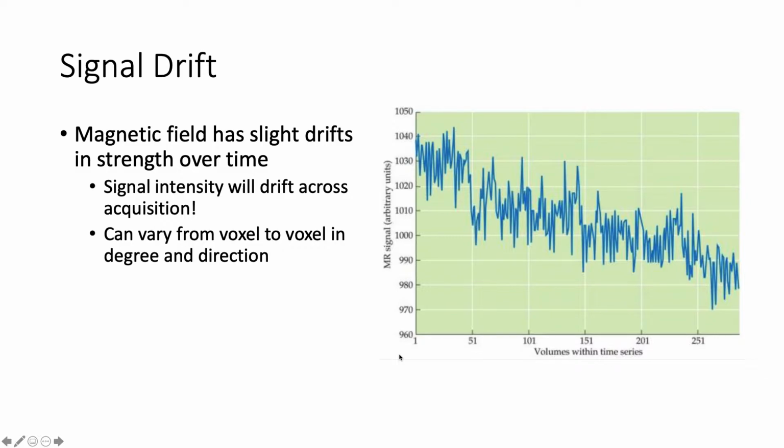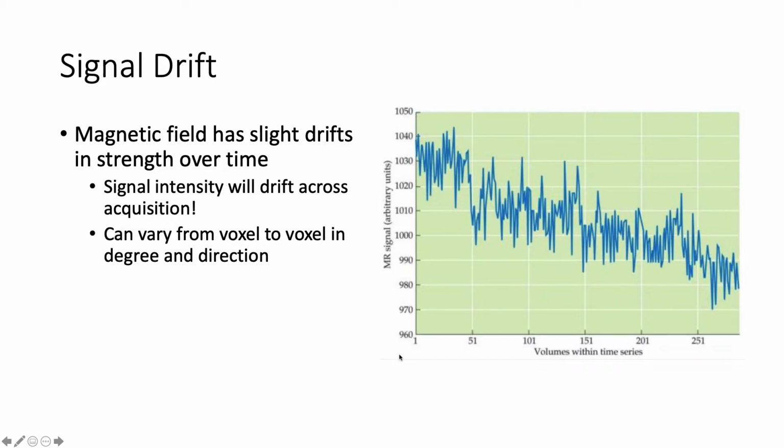And so, just as an example of a plot of signal drift, the magnetic field does have slight drifts in strength over time, and so the intensity will drift across the acquisition, and can vary from voxel to voxel, and also in different directions. So again, this is an important source of noise that you want to look at in your data, pay attention to, and see if you can correct it as much as possible.